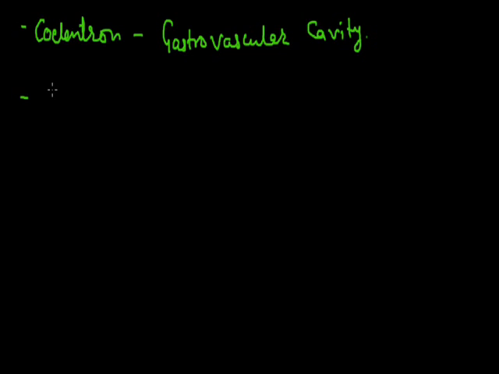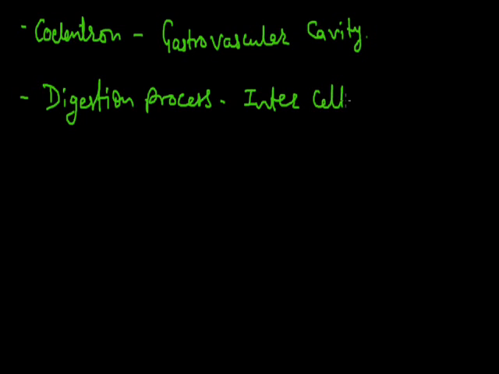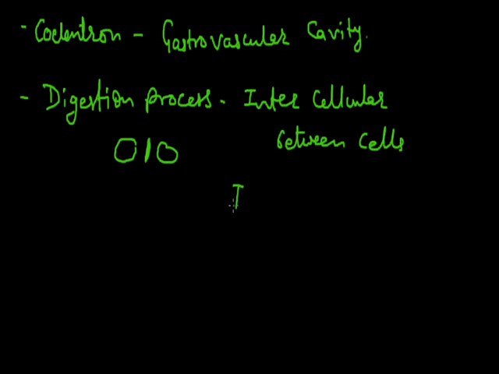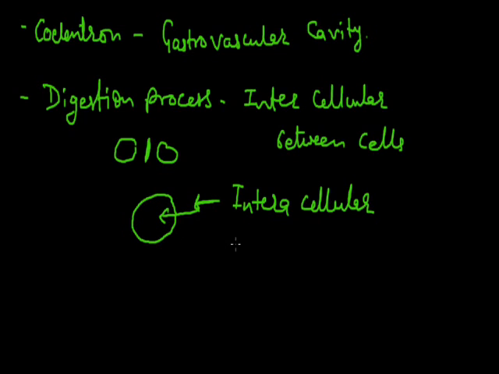Now in these animals, digestion is extracellular as well as intracellular. Extracellular means between two cells. Suppose the digestion process occurs in the area between cells, we call it extracellular digestion. While in intracellular digestion, food is digested inside the cell through enzymes.